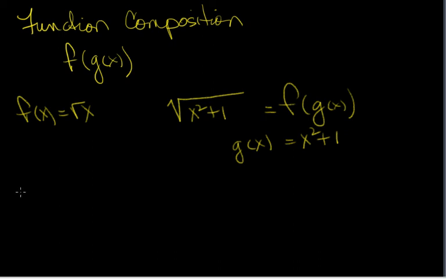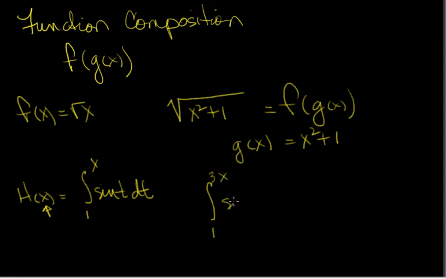But now, what if I tell you that h of x, let's say, capital H of x, is the integral from 1 to x of, it doesn't matter what I put here, let's say sine t dt. Wouldn't want to use x there because x is the independent variable of this function. So we can't use it in two different ways. Okay, so now what I want you to recognize is, what if I give you the integral from 1 to 3x of sine t dt?